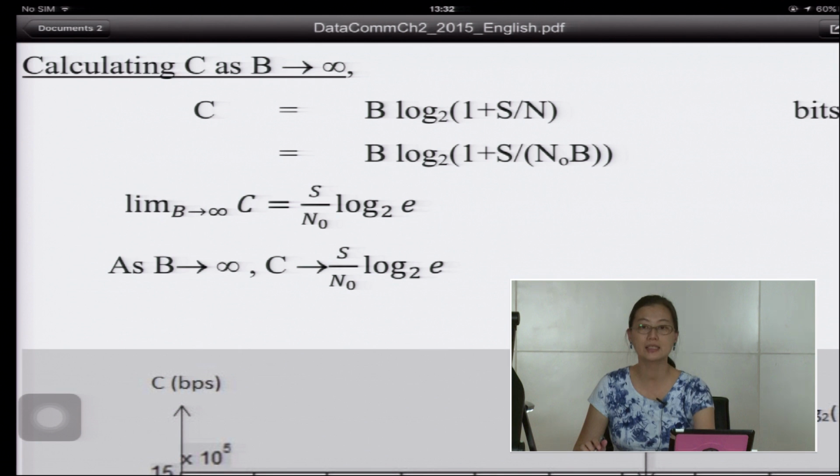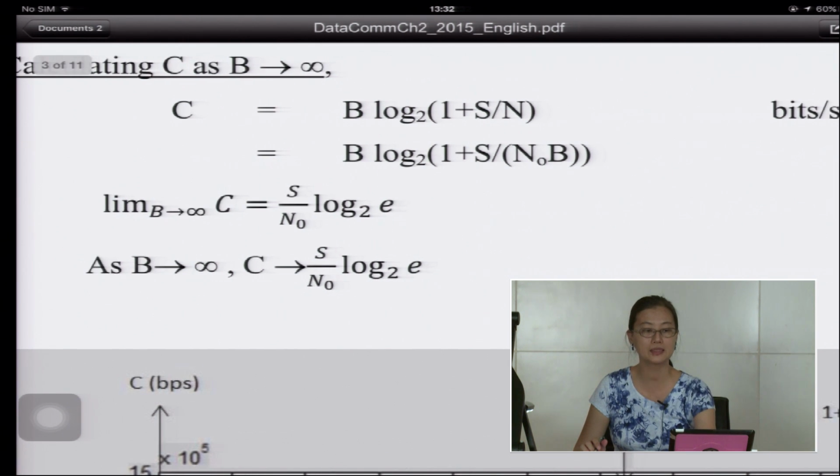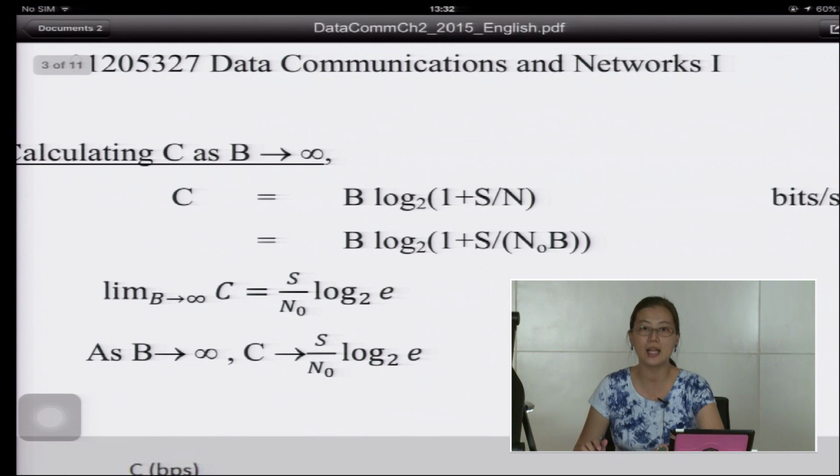Because in this channel capacity formula, you can see that there are two main parameters, the bandwidth and the signal to noise ratio. If you increase the signal power, your channel capacity will always increase, but it will increase less than when you increase bandwidth, because it is inside the log base 2. Even though the signal to noise ratio is increased, the channel capacity increases less than when you increase the bandwidth, because the bandwidth is outside.